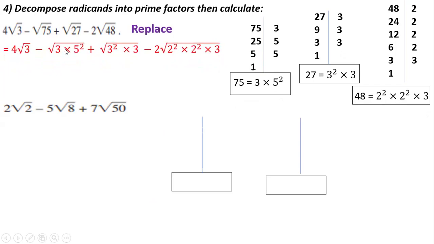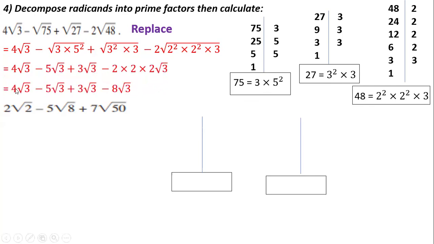I replace radical 75, I replace radical 27, and minus 2, I replace radical 48. This stays as it is. Here, 5 squared comes out as 5, and I keep 3 inside, radical 3. 3 squared comes out as 3, and I keep radical 3. 2 and 2 comes out as 4, and I multiply with the 2 outside, so it becomes 8 radical 3. This is the answer. Now, if you look at this sentence, I have the same radicands. Since I have the same radicands, I can add or subtract the coefficients. 7 minus 5 is minus 1, plus 3 is 2, minus 8, it is minus 6 radical 3.